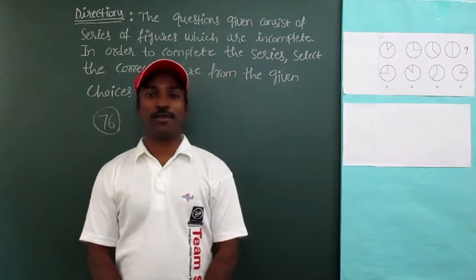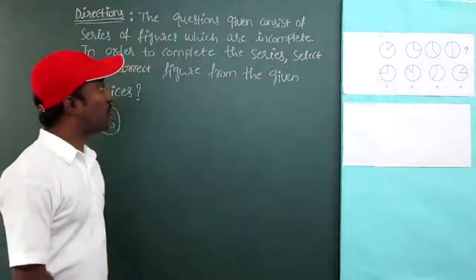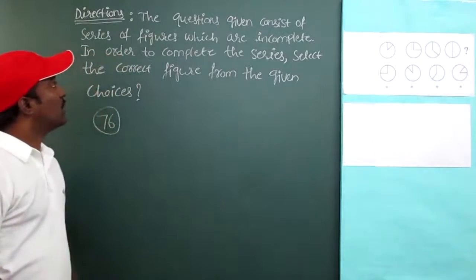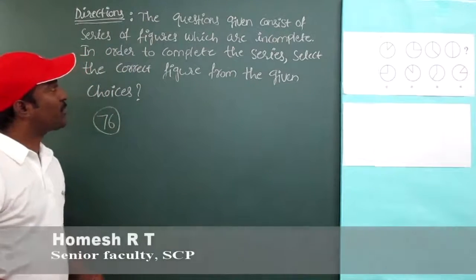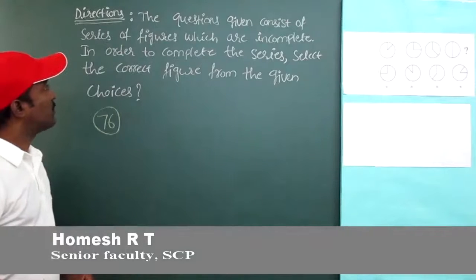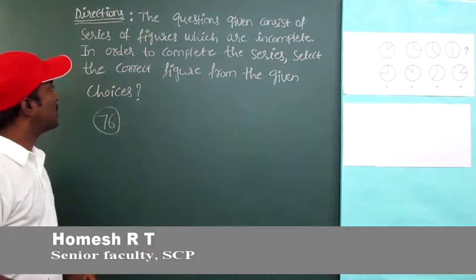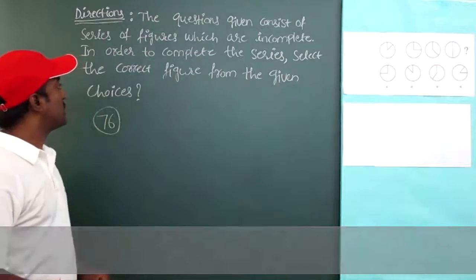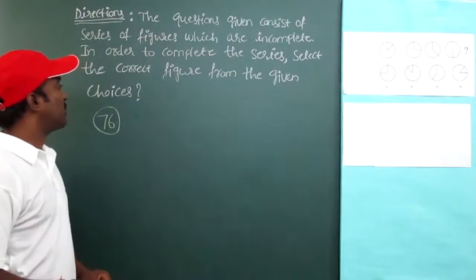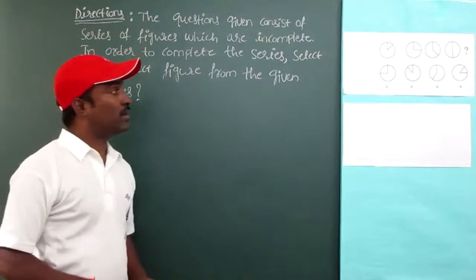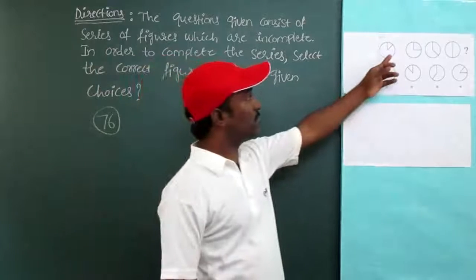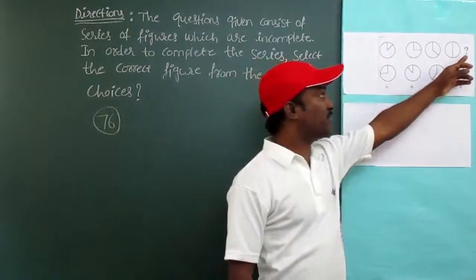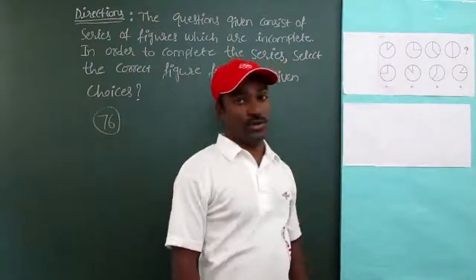Well friends, here is problem number 76. Before going to the problem, I will read the given direction. The direction is, the questions given consist of series of figures which are incomplete. In order to complete the series, select the correct figure from the given choices. And here are the given figures, and we have to select this missing figure from the given 4 choices.